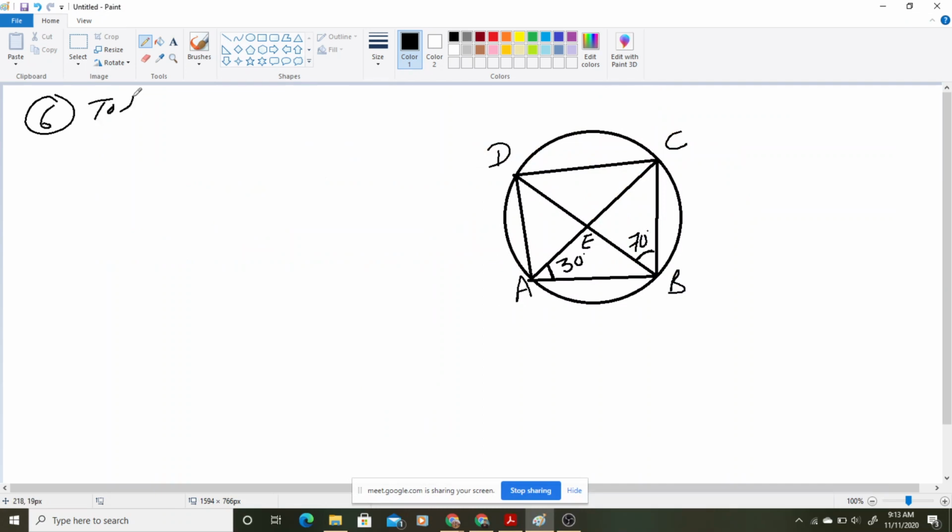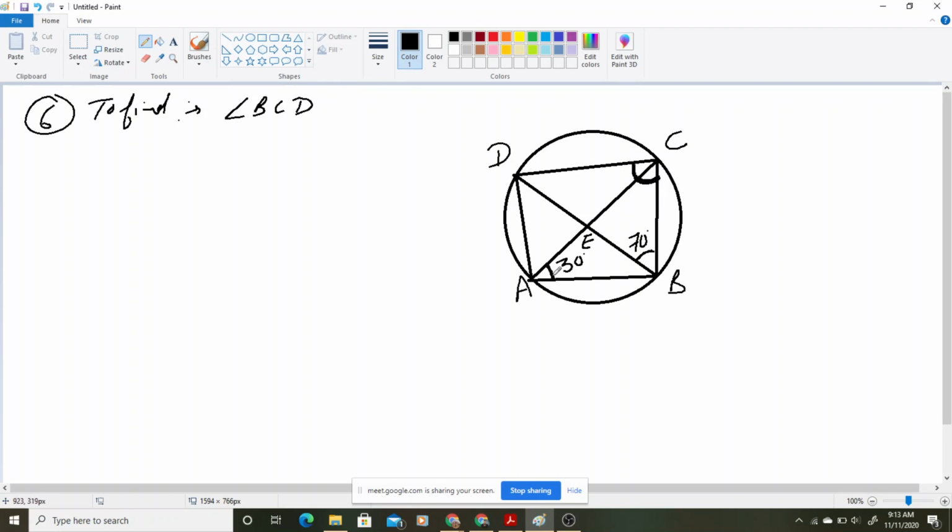To find angle BCD, this is the first thing we will be finding, angle BCD. So where is angle BCD? That means this complete angle we have to find, this one. This is angle BCD. So it is very simple.